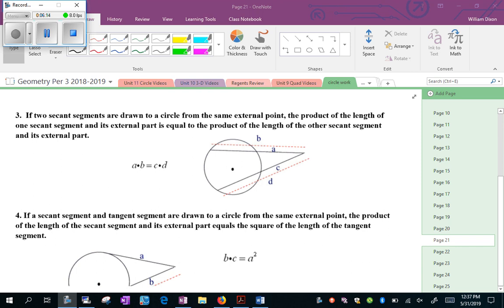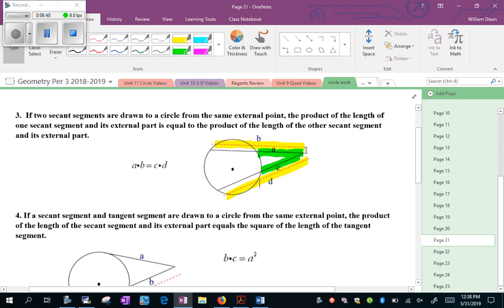It's a little distracting. But anyway, this is saying that this B line, the whole amount, is going to be times the A, the external. Let's get some colors here. So the full amount B times the external A is going to equal the full amount D times the external C.